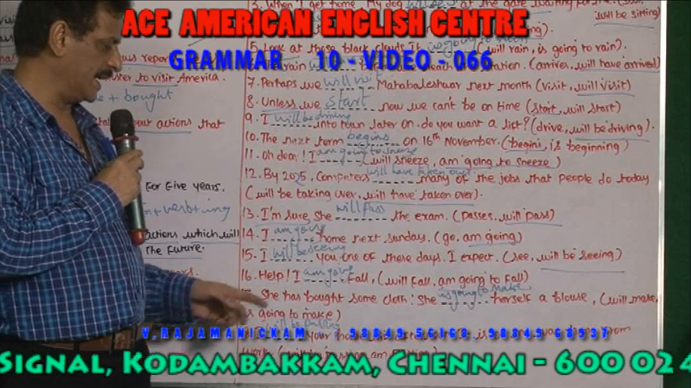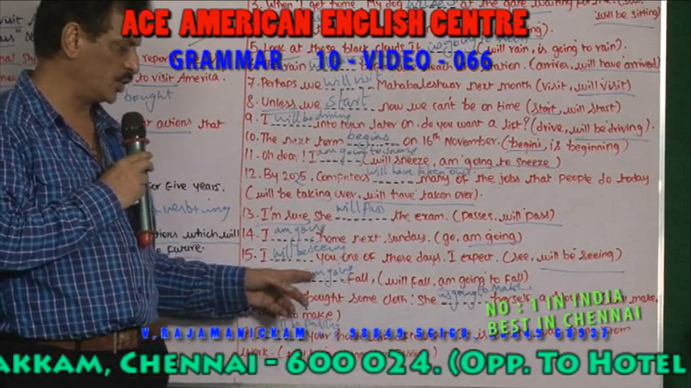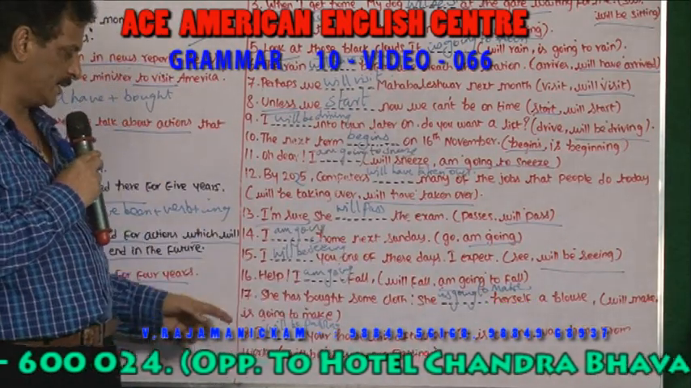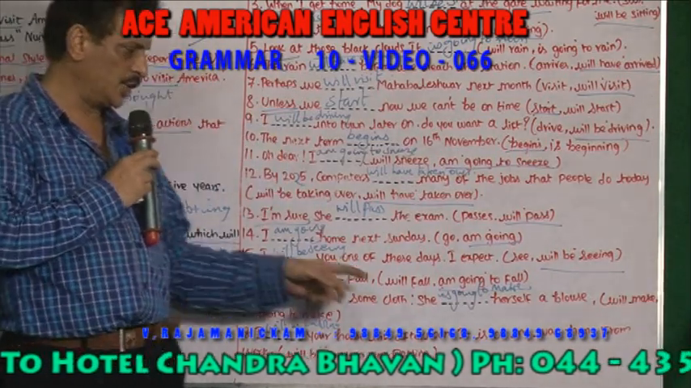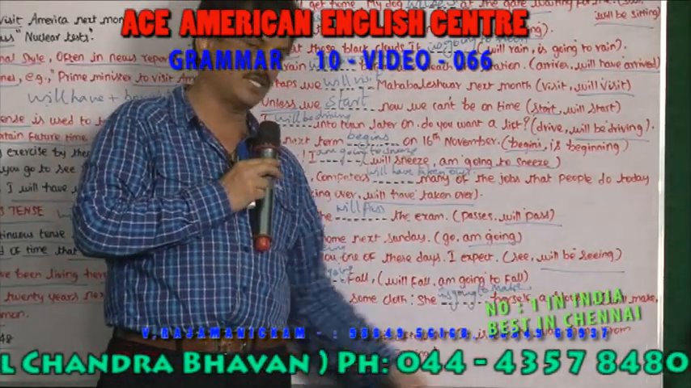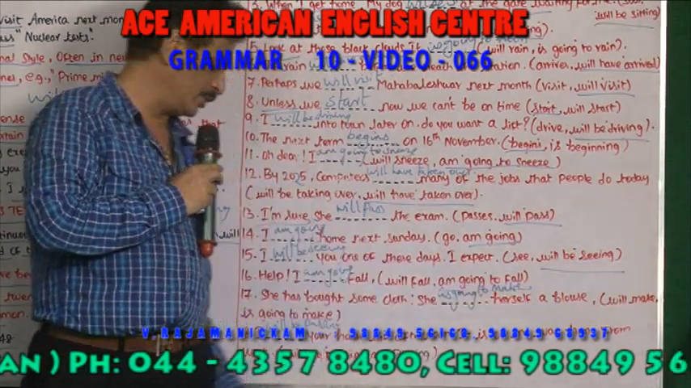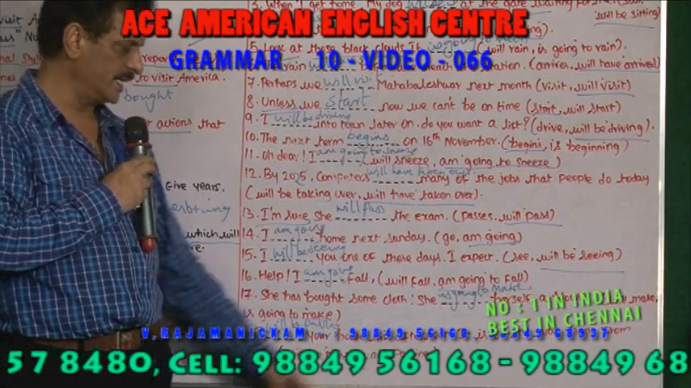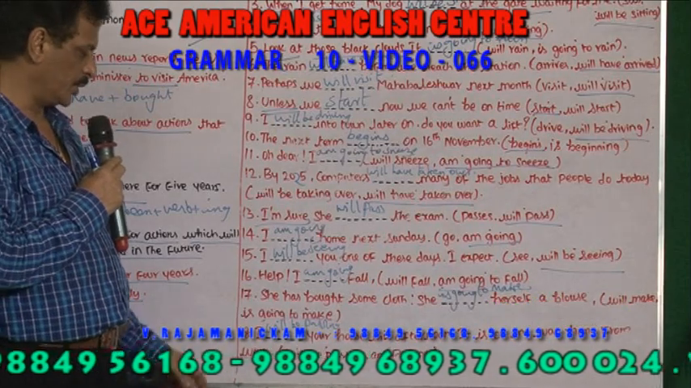Help, உதவி செய்யுங்கள், நான் கீழே விழப்போகிறேன், ஏதோ ஒன்று உடனடியாக நடைபெறுகிறது என்று சொல்கிற பொழுது am going to fall தான் சொல்லணும், will fall என்று சொல்லக்கூடாது. She has bought some cloth, அவள் சில துணிகளை வாங்கி இருக்கிறாள், she is going to make herself a blouse, அவளே ஒரு blouse தைக்கப் போகிறாள், will make a blouse என்று சொல்லக்கூடாது, is going to make a blouse herself, herself என்று சொல்கிற பொழுது அவளே செய்யப் போகிறாள் என்று சொல்கிற பொழுது is going to make.